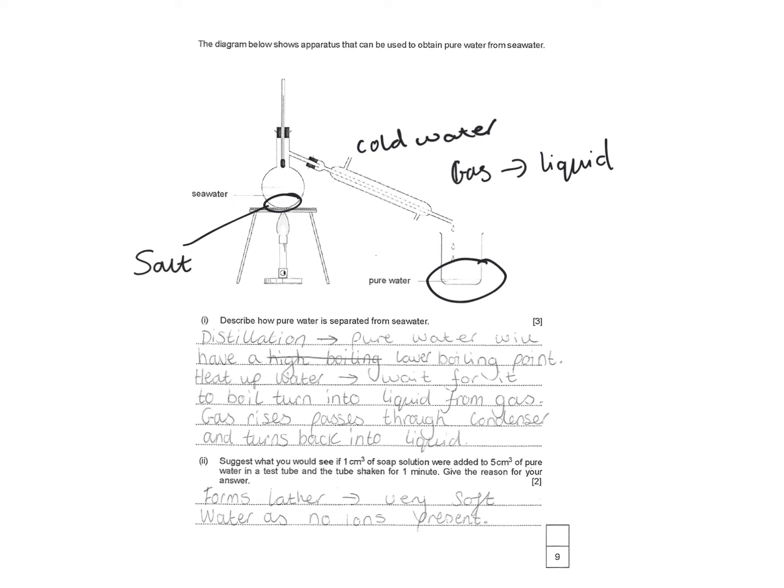Suggest what you would see if you added 1 centimetre cubed of soap solution to 5 centimetres cubed of pure water. It should form a lather really quickly because it's very soft water with no ions present.